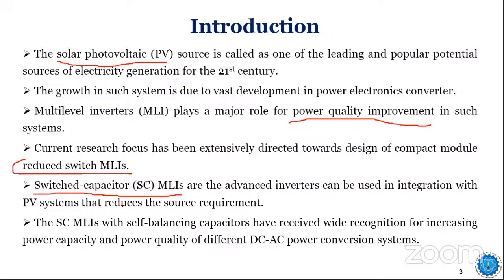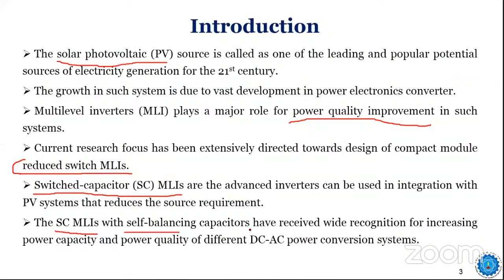If we develop a switched capacitor based multi-level inverter, our focus should be how to regulate the capacitor voltage without much complexity, because we are designing a switched capacitor based inverter for reducing the number of sources, for reducing the number of switches, for compacting the system. When we try to develop a compact system, our focus should also be on the control complexity, right? Our control complexity should be lesser. So we'll see how the control complexity can be reduced, how we can regulate the capacitor voltages without any additional closed loop controller.